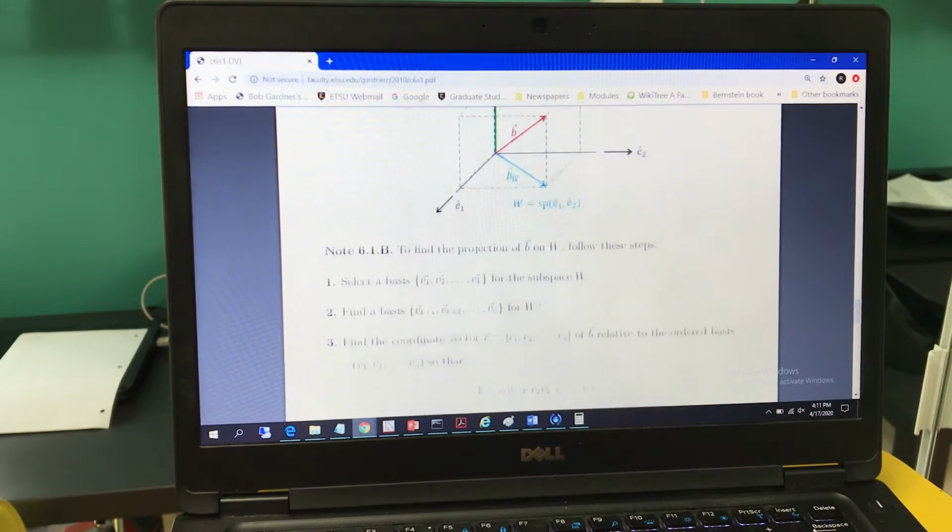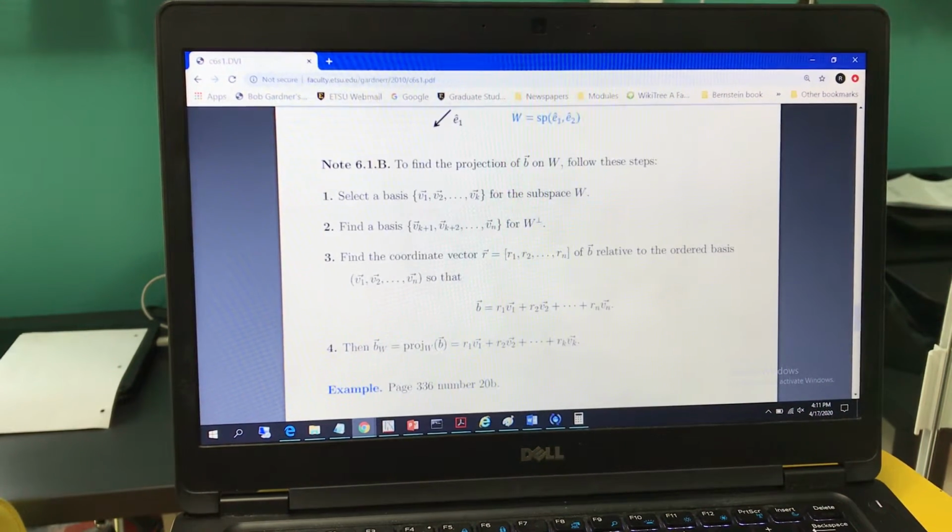Here it comes. All right, to find the projection of a vector B on a space W, that's exactly what we're doing, follow these steps. Find a basis for W. They gave us a basis for W. Find a basis for W perp. We just did that part.